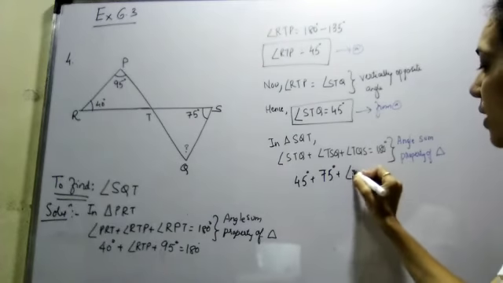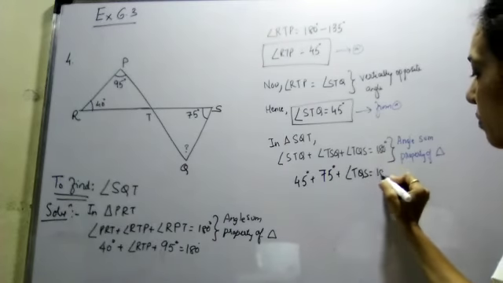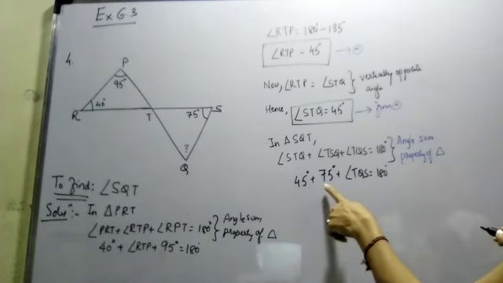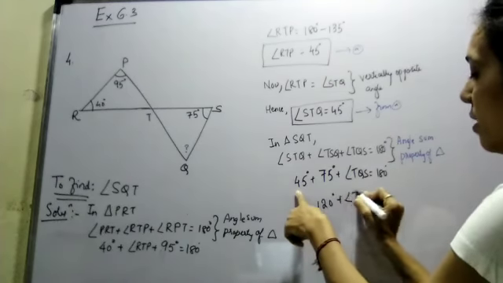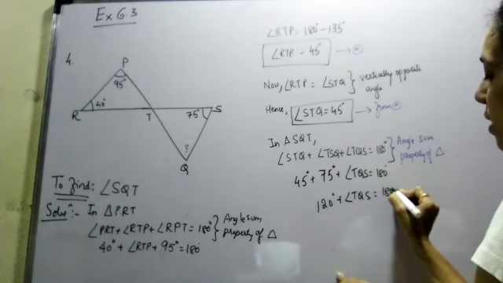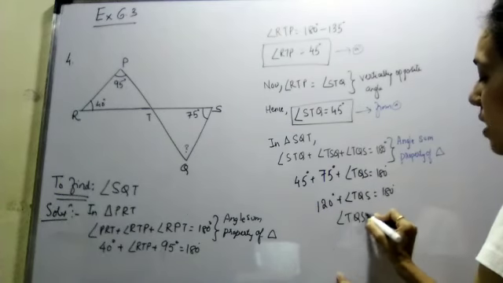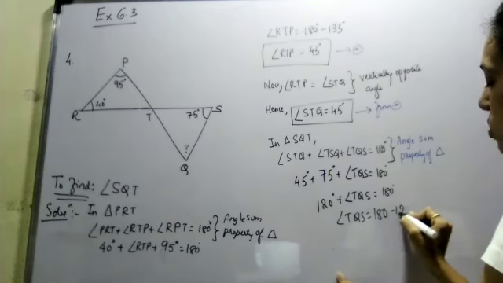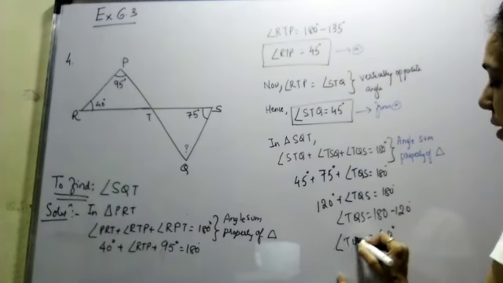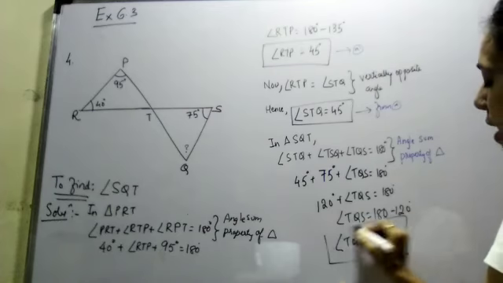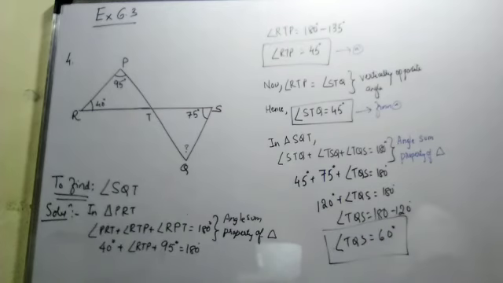Angle TQS I need to find out. So this means 75 plus 45. This will give you 120. And once we calculate, angle TQS is equal to 180 minus 120. This will give you 60 degree. Hence, angle TQS is 60 degrees. Please write it down.